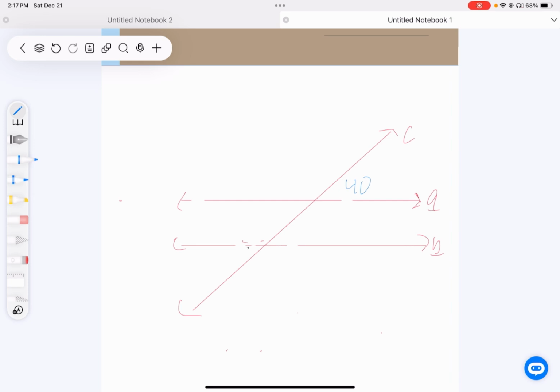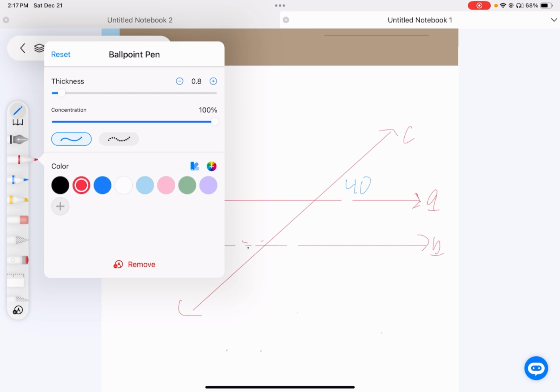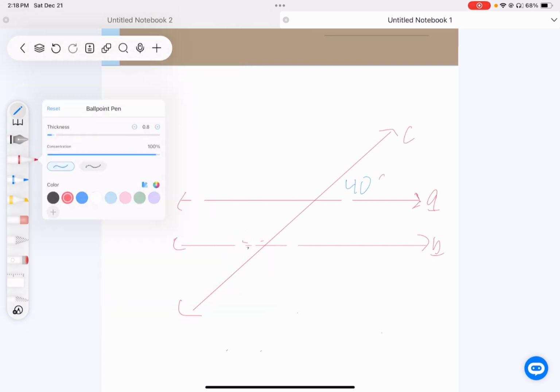Now, in order to ensure that we understand the concepts of congruencies and summation regarding parallel lines being crossed by a transversal, we can solve out an example like this. So let's say we're given that this angle right here is equivalent to 40 degrees. Would we be able to solve out what every single other angle equals to?